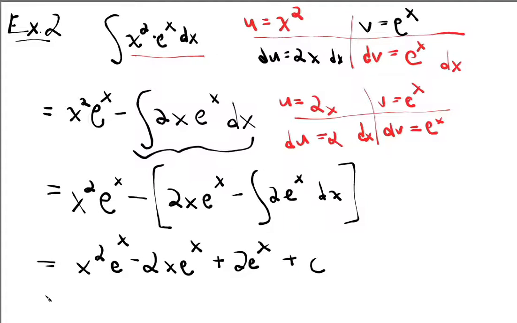Sometimes, if you notice, the AP test will present answers in a factored form. So you could factor out an e to the x in this case, and then you'll be left with e to the x times x squared minus 2x plus 2. And that's how to do integration by parts.